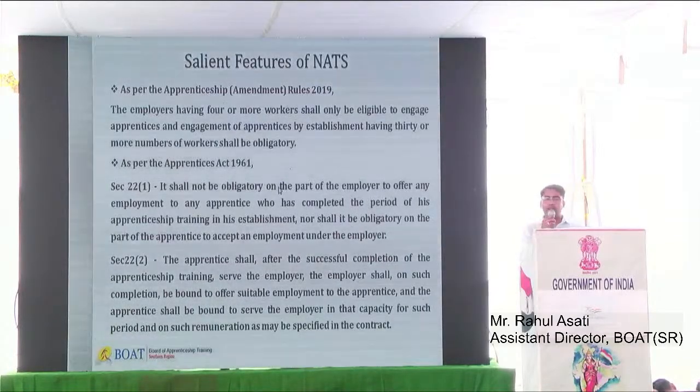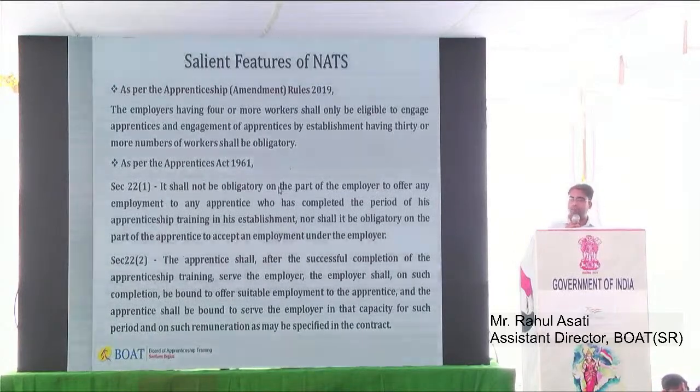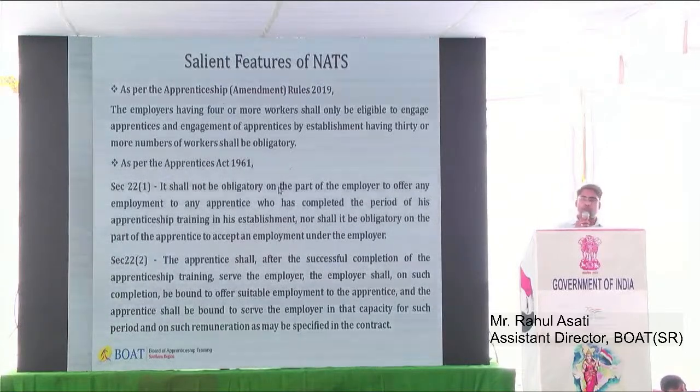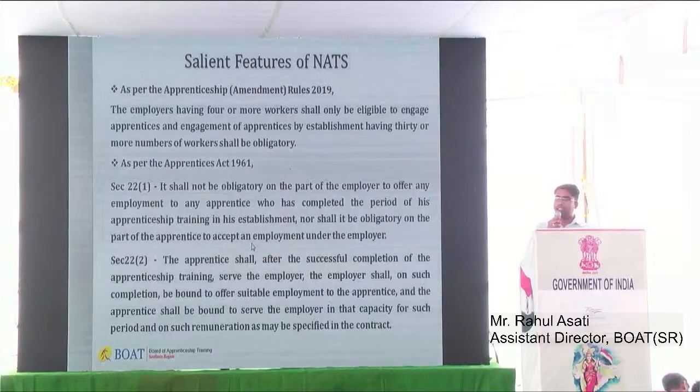And whenever you are creating a contract in the NATS portal, you have to choose either section 22.1 or section 22.2. Section 22.1 is just giving apprenticeship training to the apprentice for 1 year. After 1 year of training, there is no such right for the employer or the apprentice; they do not have to take them as permanent. If they choose section 22.2, then after the 1 year of training, they have to give permanent employment also.